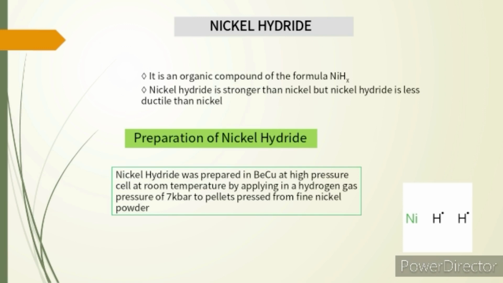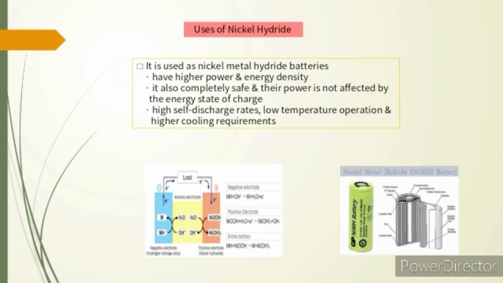Nickel hydride was prepared in a beryllium copper high pressure cell at room temperature by applying a hydrogen gas pressure of 7 kilobar to pellets pressed from fine nickel powder. Nickel hydride is used in the nickel metal hydride battery, which is a type of rechargeable battery.